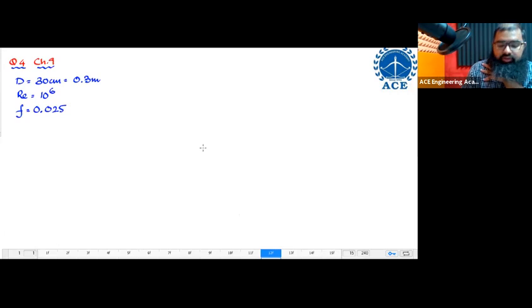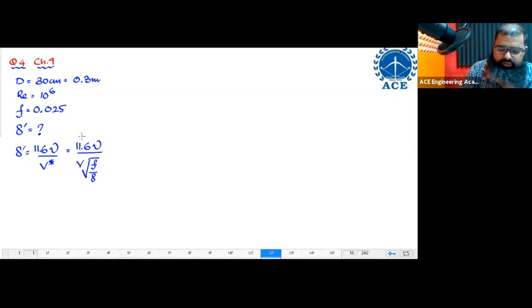The question is asking you regarding the value of delta prime, that is laminar sublayer thickness, equal to how much. Now, how to find this value? Recall the formula for delta prime: 11.6 nu upon V star, which I can write as V root over of F by 8. I know 11.6, I know F, I know 8. What I don't know is nu upon V.